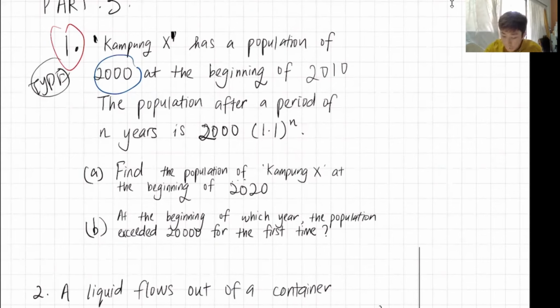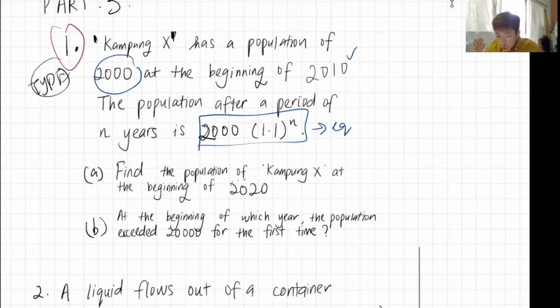So read the question. Kampong X has a population of 2,000 people at the beginning of 2010. And the population after a period of 10 years is this one. Okay, this is like an equation. They give you an equation to find, after n years, how much population there will be. You understand what I mean? So this is the equation that they gave you already.